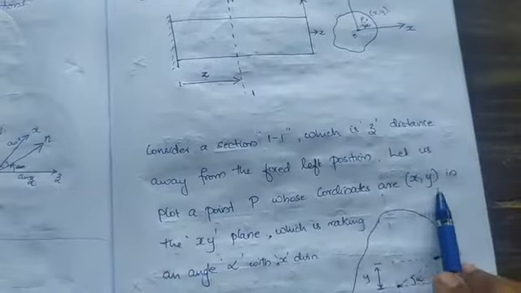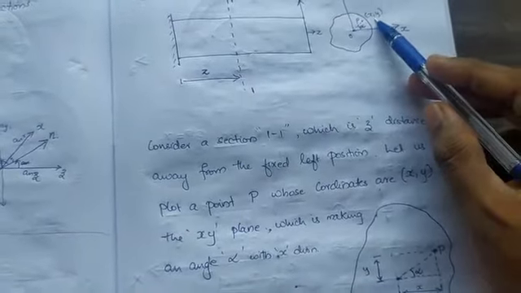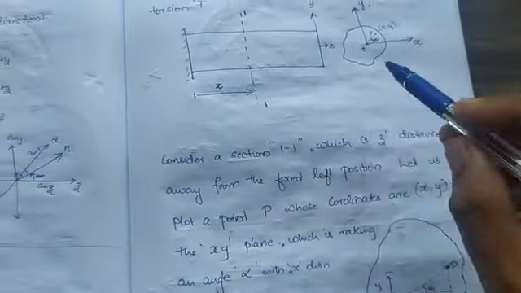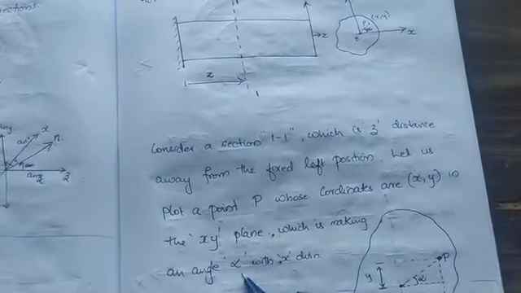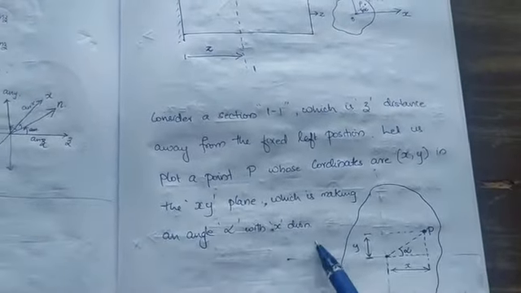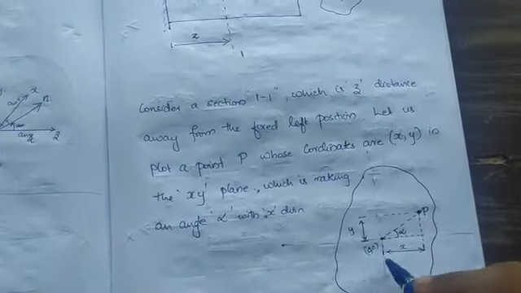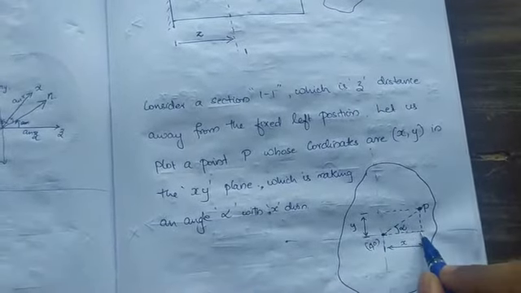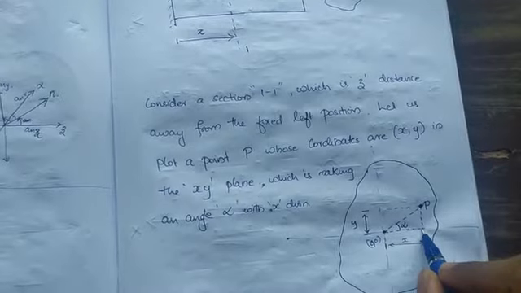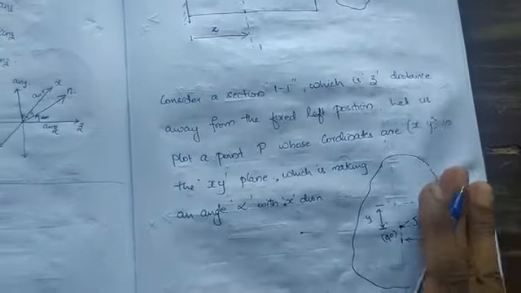See, z is the distance. We are plotting a point with x, y. We already plotted it in the xy plane, which is making an angle alpha with the x direction. So that means if this is the origin, then from here in the x direction, this is traveling x distance, and in the y direction it is traveling y distance.